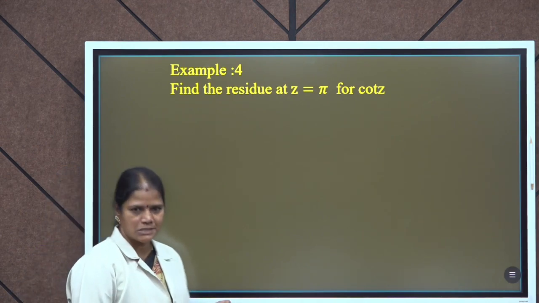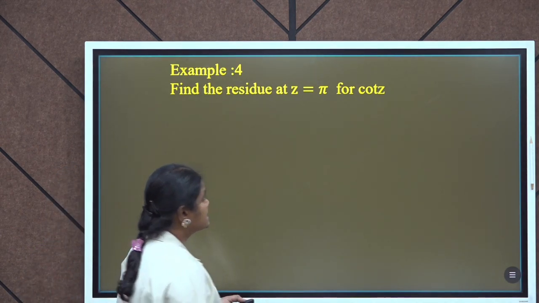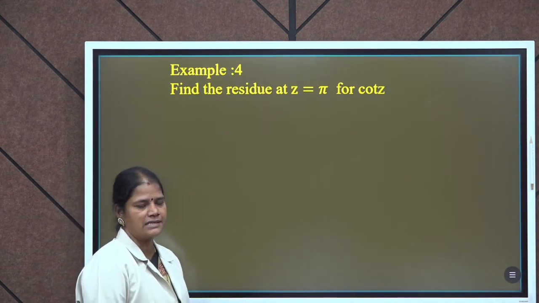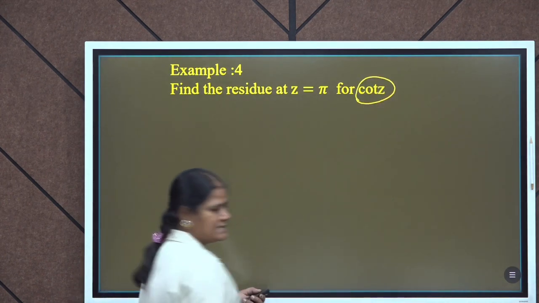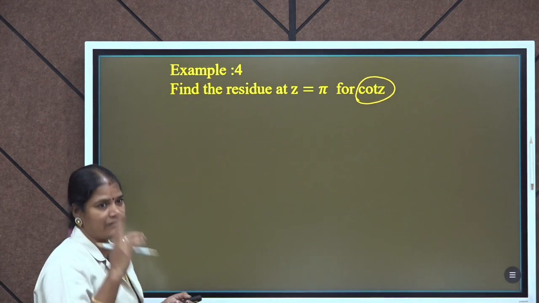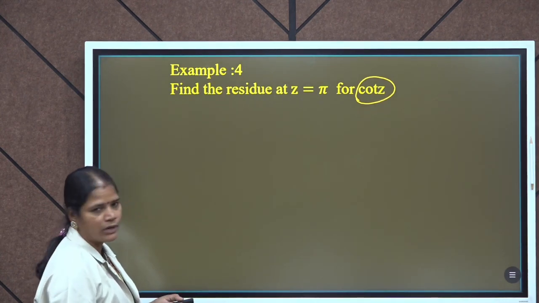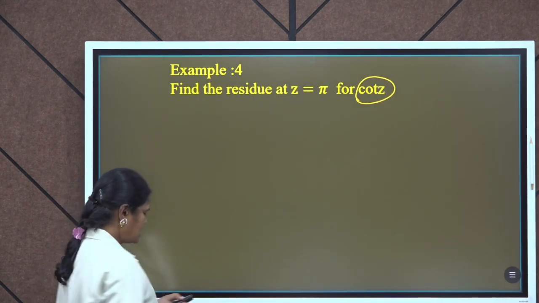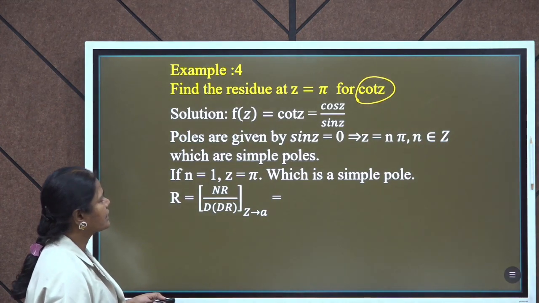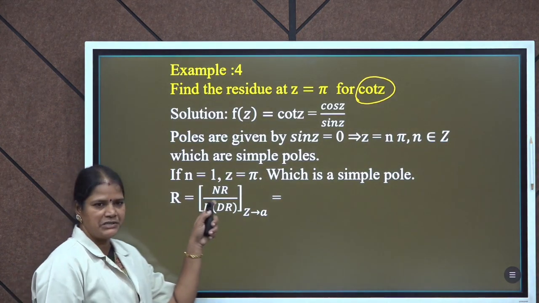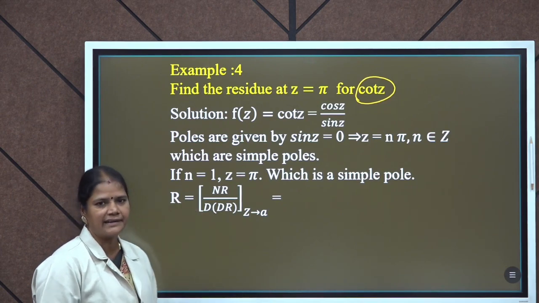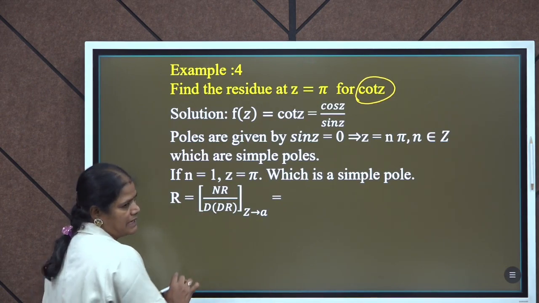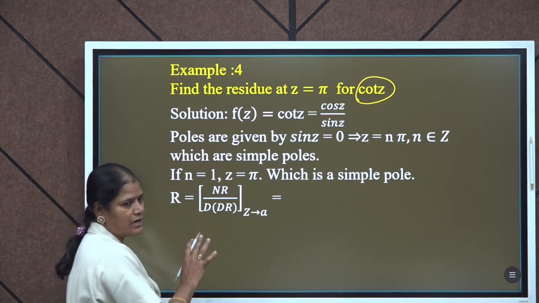Here they asked to find the residue at z equal to pi for cot z. Here they have given a trigonometric function, that is cot z. Here we are going to use the second formula. What is the second formula? The residue at a particular point z equal to a is equal to numerator divided by differentiation of the denominator. Okay, here I am going to use this formula.